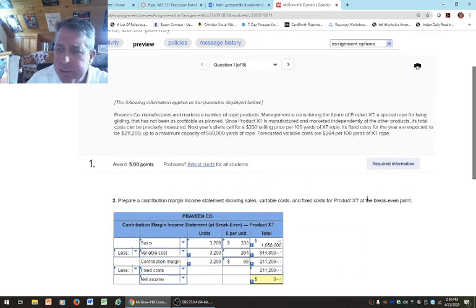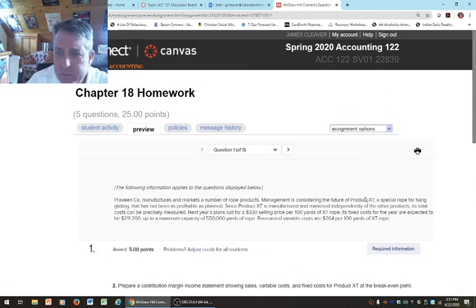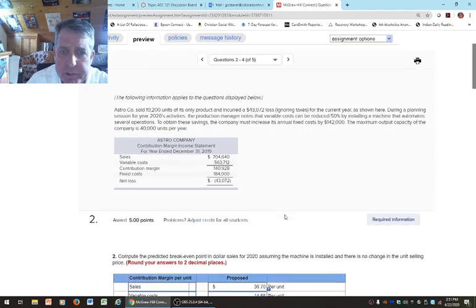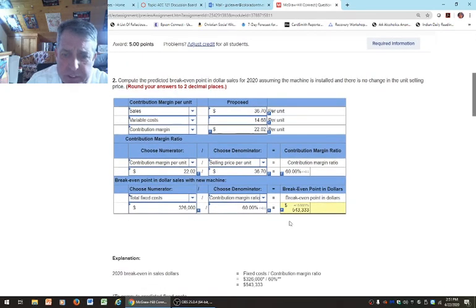Praveen Company. Here's questions 2 to 4. Chapter 18 again. Astro. There's contribution margin. Just a different way to do costing.